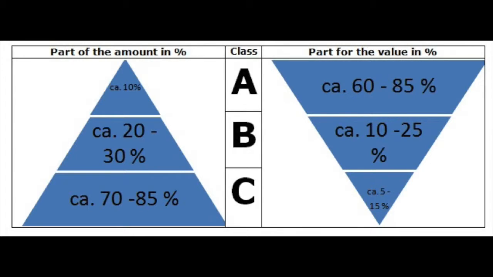Class B items make up 20 to 30% of the total inventory quantity, but only are 10 to 25% of the inventory value. Surplus of this inventory exists as it is less valuable than Class A items. Class C items are the least valuable. They make up 70 to 85% of the quantity and 5 to 15% of the value. For example, paper towels, surgical gloves, and scrubs.